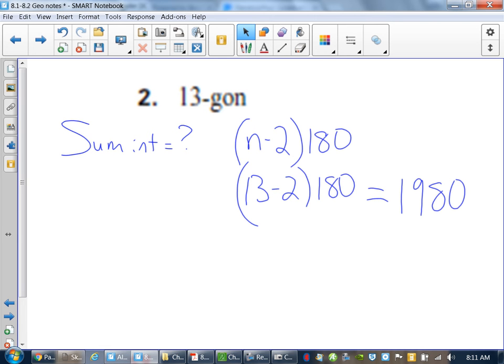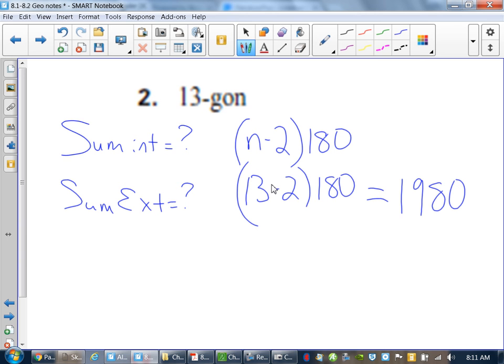Okay. Now, if I wanted to find the sum of the exterior angles of a 13-gon, it's going to be 360. Why? Because earlier you said the sum of exterior angles in a polygon is always 360. So the sum of the exterior is always 360.